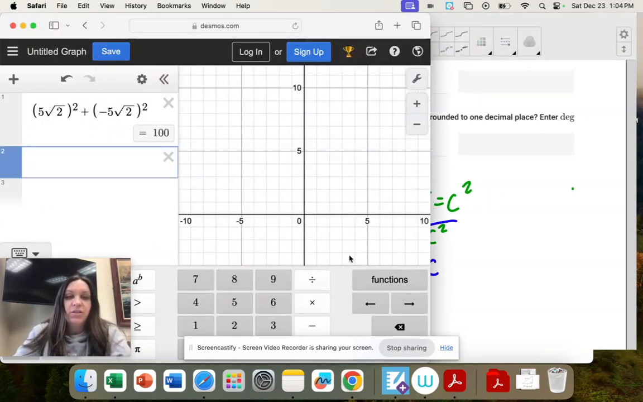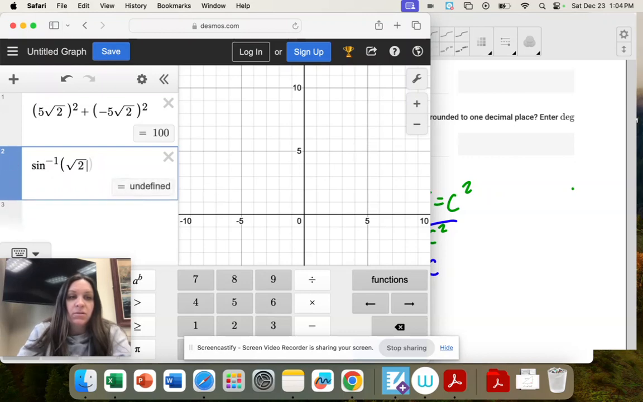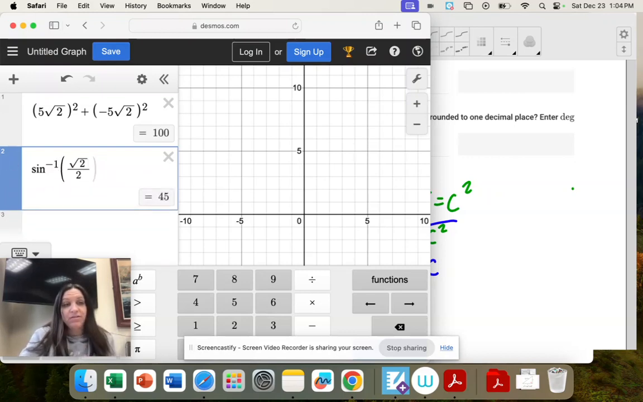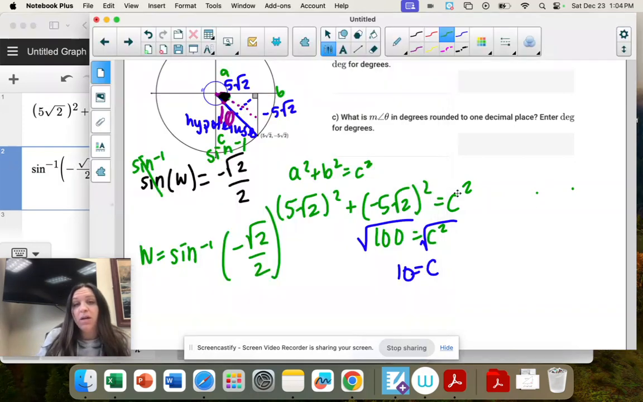Which we actually found on our last problem. Do you remember what it was? 45 degrees. Oops, I forgot the negative, which makes it negative 45. But look at our theta. Our theta is positive.